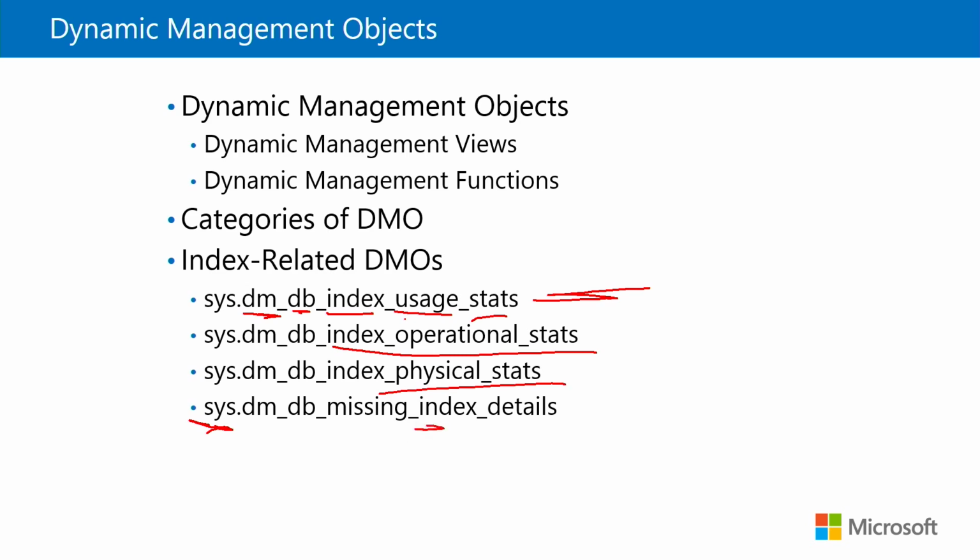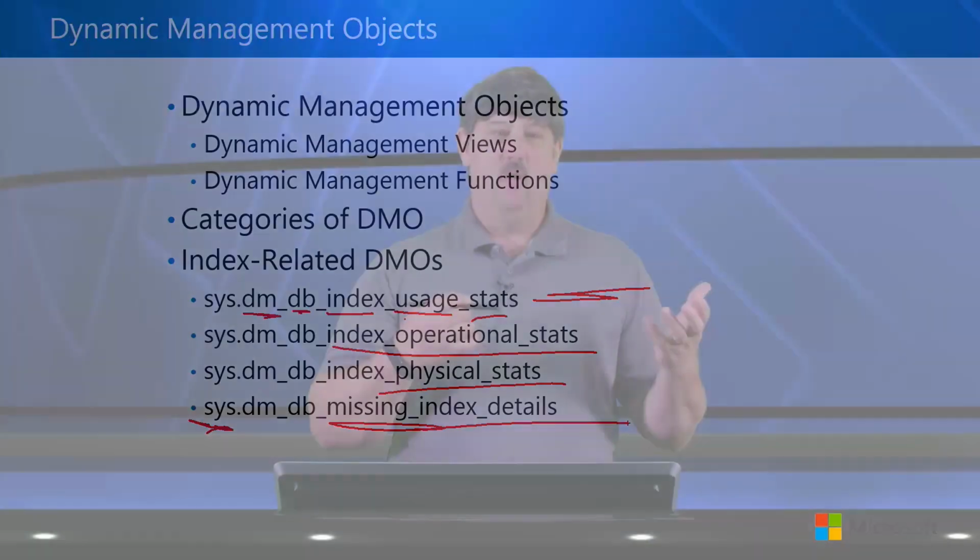We can also see missing index details, so how many times SQL Server had to do a table scan as opposed to using an index to access data within an environment. All of these things can help us identify when we want to use indexes and which indexes are needed and which are not. It's also important to note that the SQL Server Profiler can be used to capture workloads. We can use that with the index tuning wizard to identify missing indexes as well.